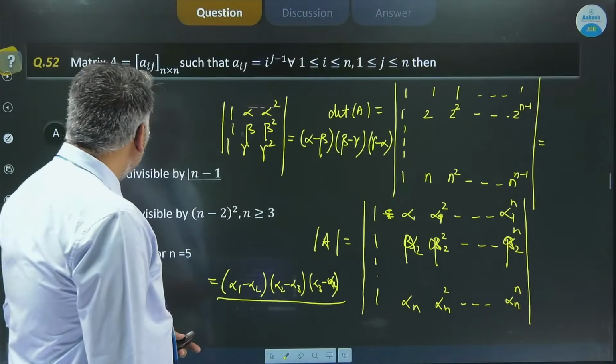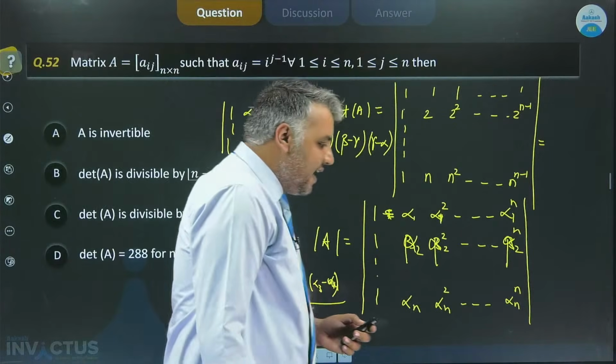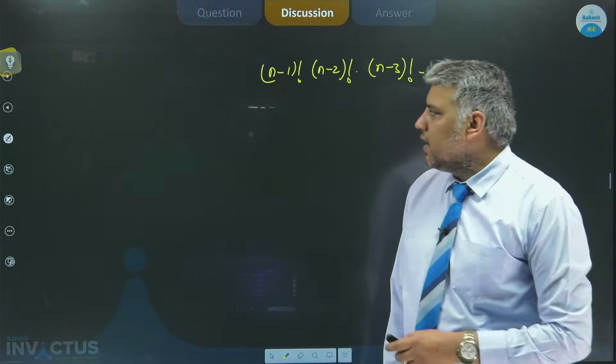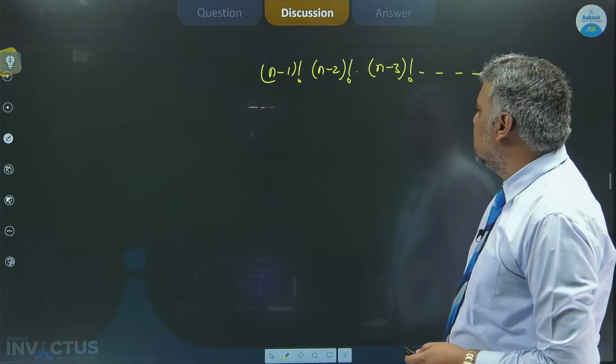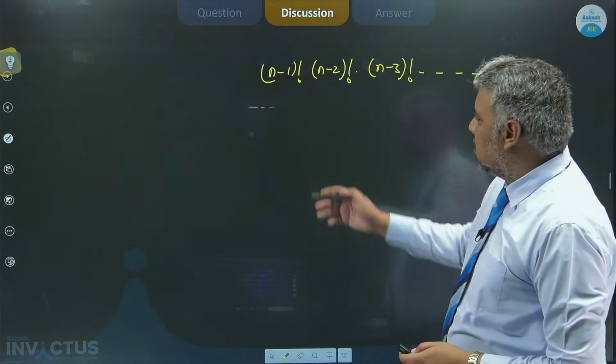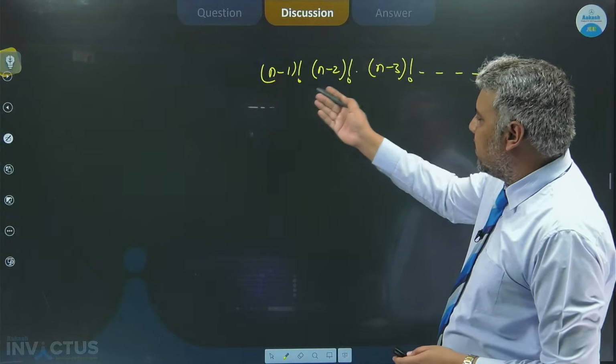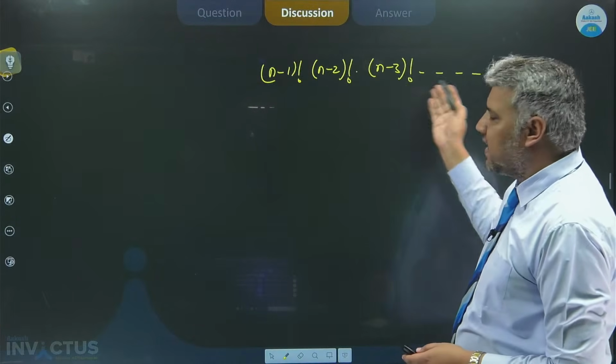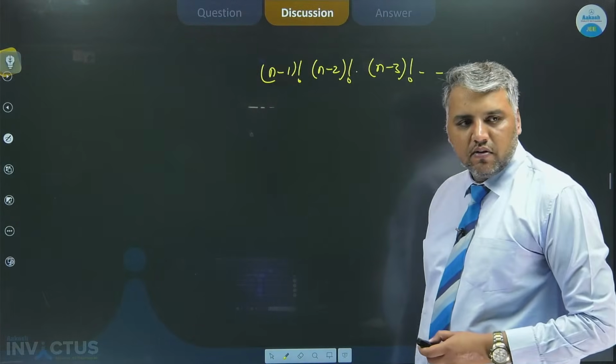Now coming to the options, whether A is invertible or not. If the determinant is expressed as this, then this product can never be 0.